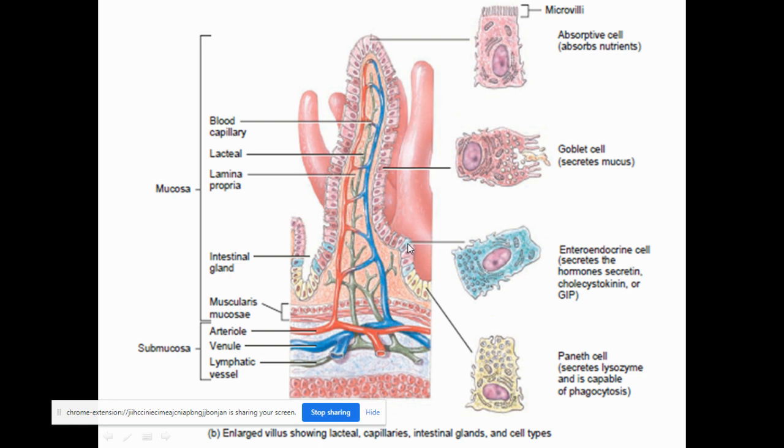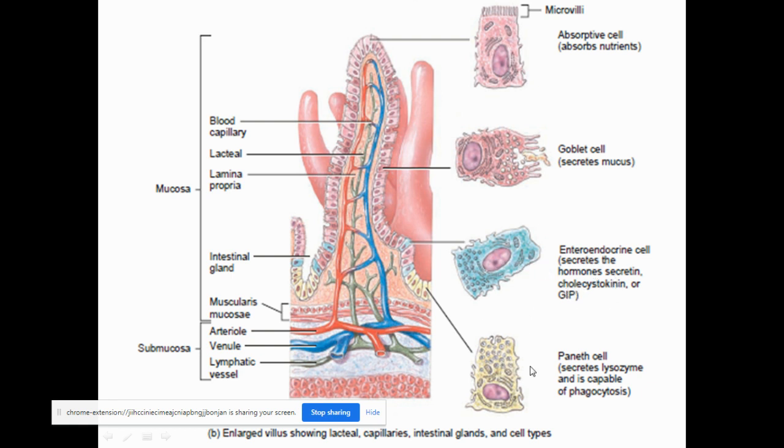The third one is the blue colored one, the enteroendocrine cells. The enteroendocrine cells secrete different hormones. The cells secreting secretin are called S cells. There are other cells called CCK cells, which secrete cholecystokinin, and a third kind of cell called the K cell, which secretes GIP. The name GIP is glucose-dependent insulinotropic peptide. So these are the different hormones secreted by the enteroendocrine cells.